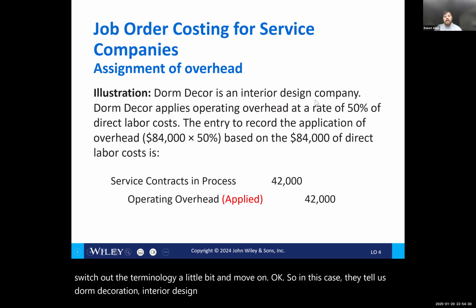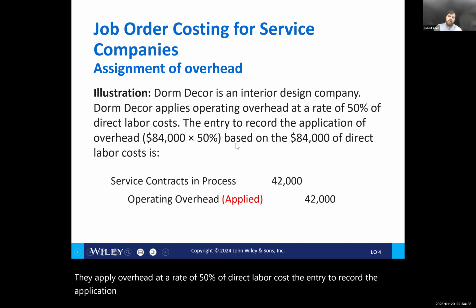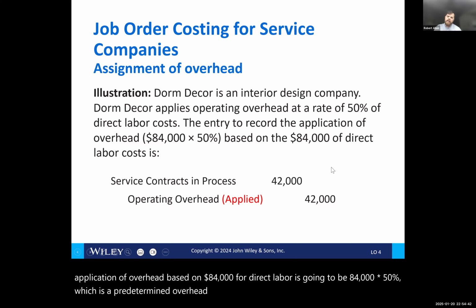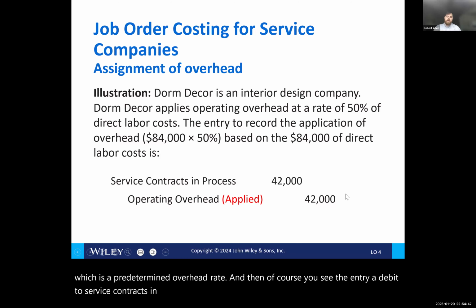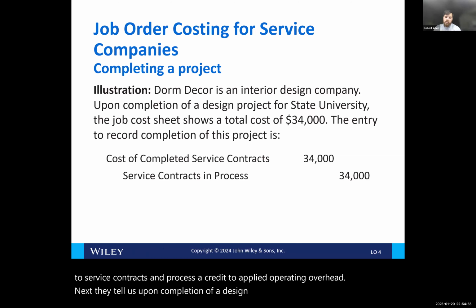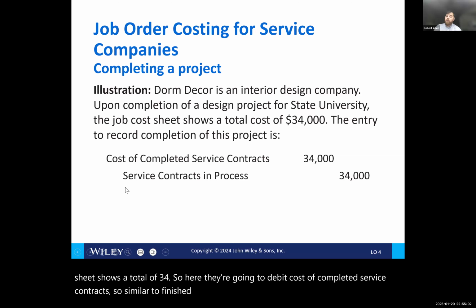They apply overhead at a rate of 50% of direct labor cost. The entry to record the application of overhead based on $84,000 for direct labor is going to be 84,000 times 50%, which is a predetermined overhead rate. And then, of course, you see the entry: a debit to service contracts in process, a credit to applied operating overhead. Next, they tell us upon completion of a design project for State University, the job cost sheet shows a total of 34. So here they're going to debit cost of completed service contracts, so similar to finished goods inventory, and a credit to service contracts in process, similar to work in process inventory.